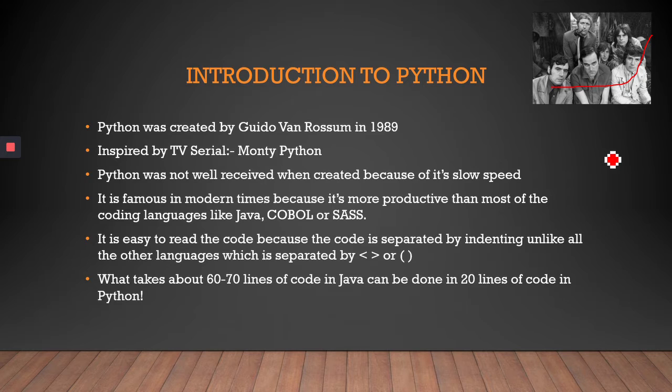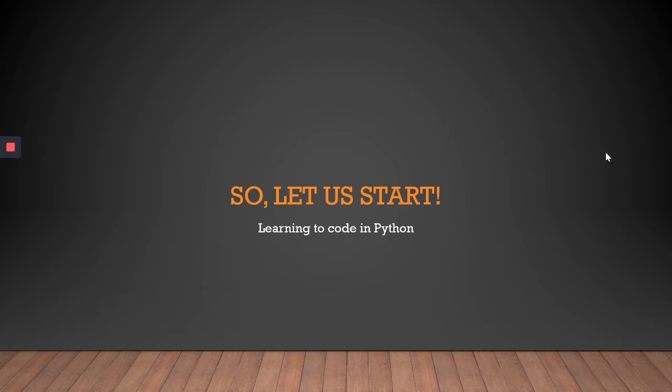If you have seen our HTML video, you might recollect that in the tags that we had done, we used the greater than, lesser than symbol. Python is actually separated by a space, if you give a space, it'll be separated. There's another fun fact. What takes about 60 to 70 lines of code in Java can be done in 20 lines of code in Python. So that's how easy it is to do in Python. That's why many companies and projects are shifting to Python.